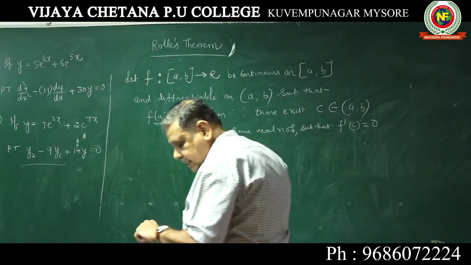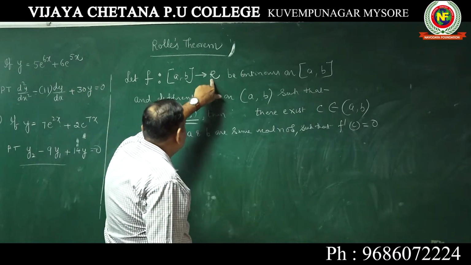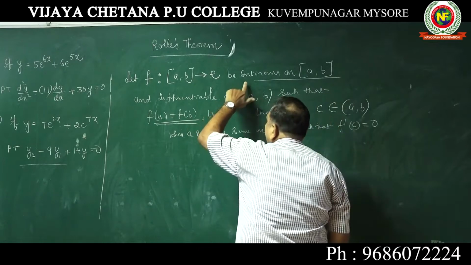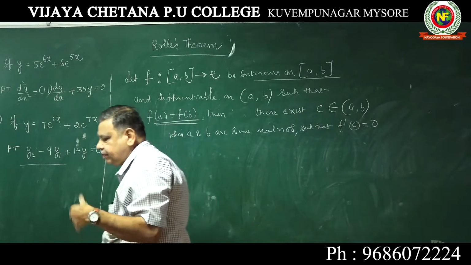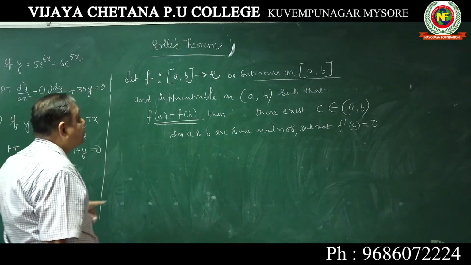Now let f from a to b to R, the set of real numbers, be continuous. It is a continuous function. All polynomial functions are continuous functions. When I take up continuous functions, I will ask you to write that also. But for the time being, you should say that it is continuous, continuous on this closed interval.